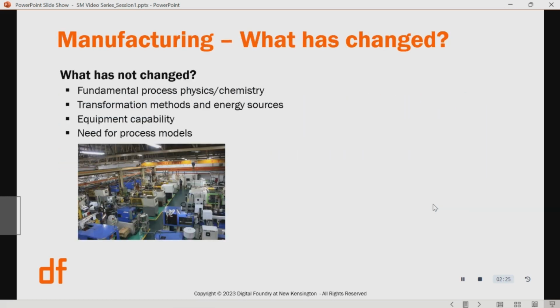So let's take a look at manufacturing, what has changed today and also what hasn't changed. So for starters, what hasn't changed? The fundamentals of physics and chemistry that are behind the processes in any manufacturing operation are not going to change. Transformation methods and energy sources have not radically changed in recent decades, and equipment capabilities, a lot of which are still relatively the same, as well as the need for process models, are things that have not changed with the advent of smart manufacturing and more digitization of processes.